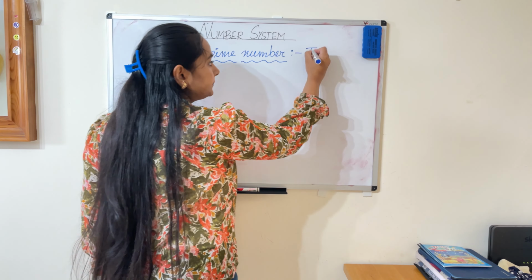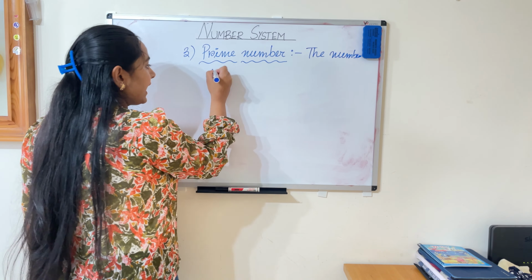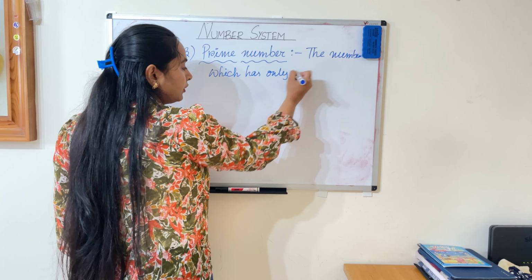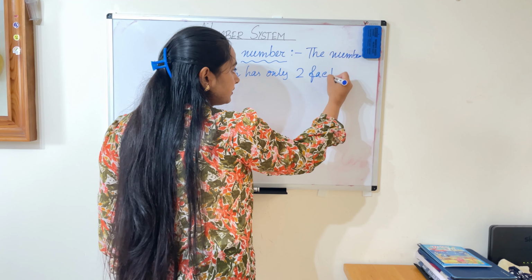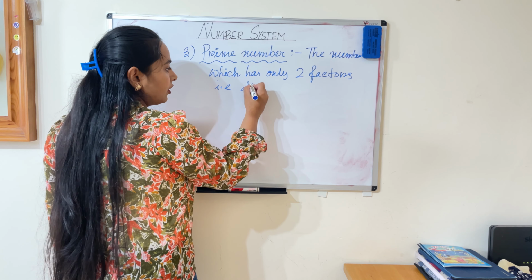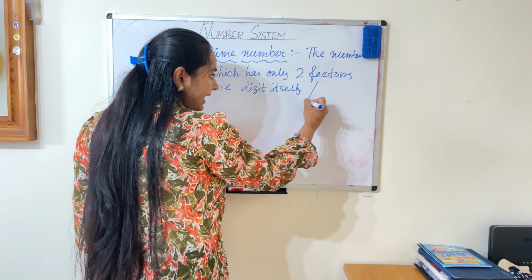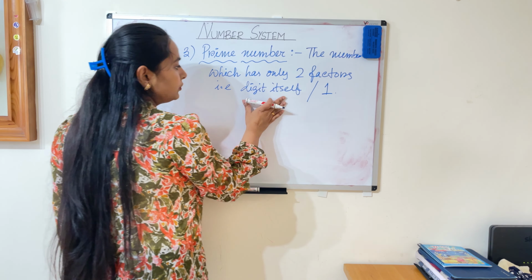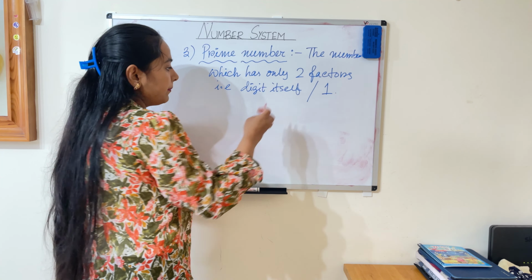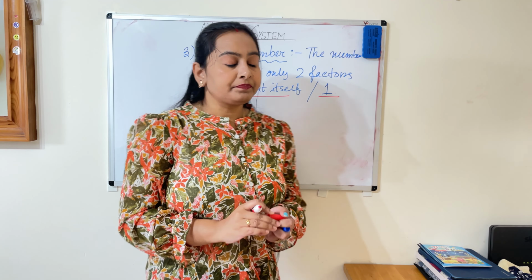So the number which has only two factors. What are those two factors? The number itself and another one is 1. So two factors are there, the number itself and 1. So that number is considered a prime number, right?